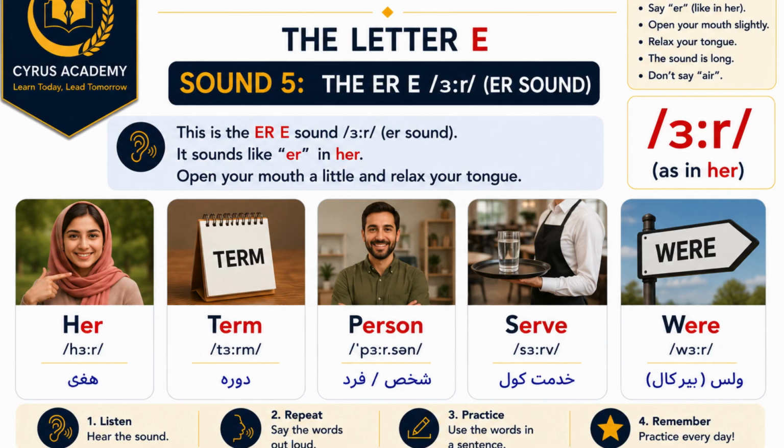Sound number 5, the E-R, yes, E-R. This is the E-R sound. It sounds like her. Open your mouth a little and relax your tongue. Her, term, person, serve, were. It has an R at the end. After each E, there is an R. So her, term, person, serve, were.